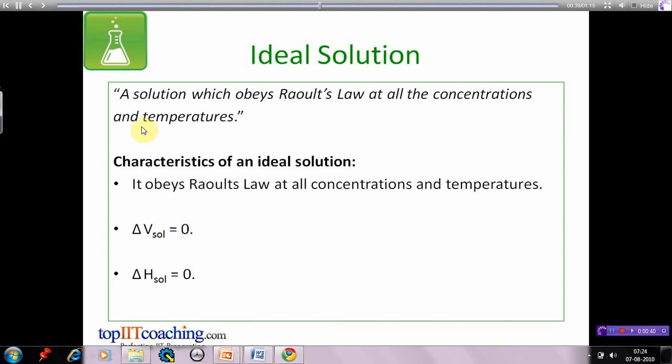So we can say that an ideal solution will exhibit some general characteristics. First of all, as we just discussed, it will obey Raoult's law at all concentrations and temperatures. The second characteristic is that delta V for solution will be equal to 0. That is, there will be no change in volume in the formation of an ideal solution. Also, delta H for the solution will be equal to 0. That is, heat will neither be absorbed nor released during the formation of an ideal solution.